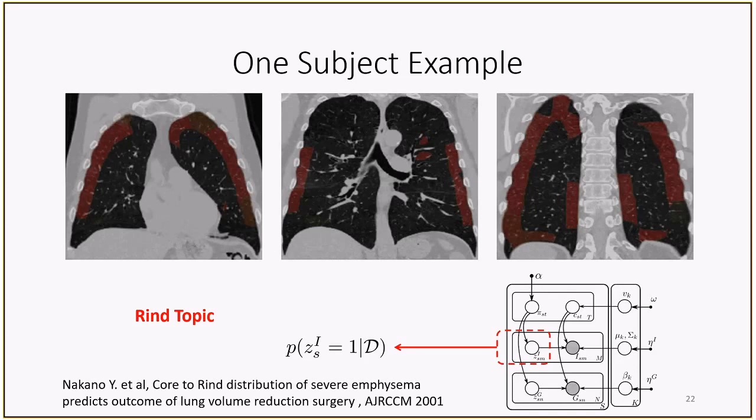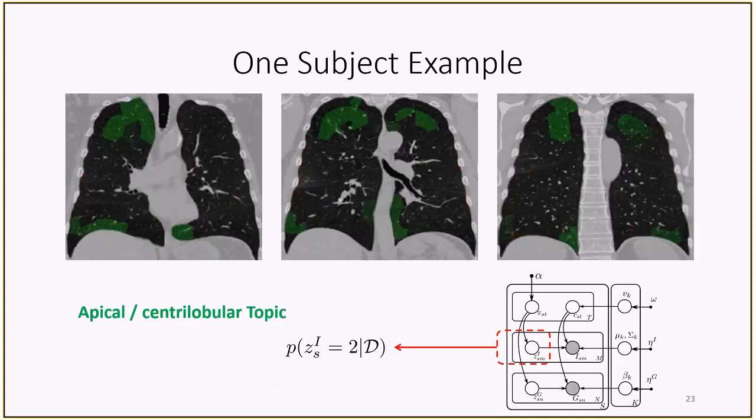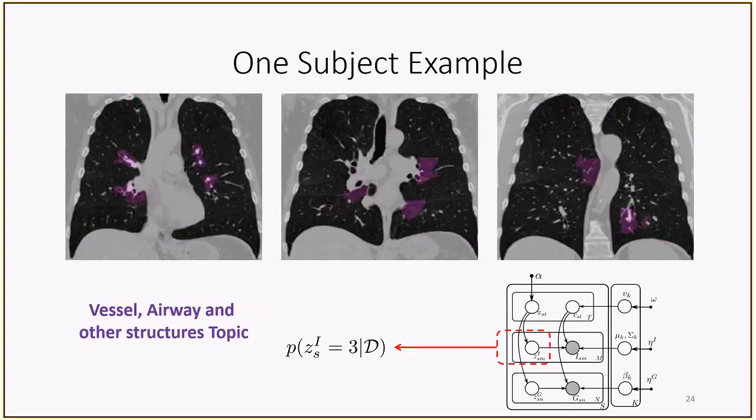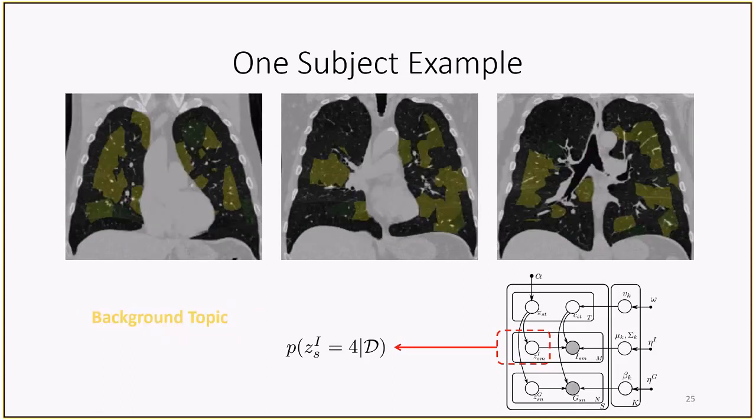For topic one, for this specific subject, the areas labeled as topic one are around the boundary of the lung. These are what my clinical collaborators like to call the real topic. These are specific subtypes. Topic two, for this subject, is more distributed apically, which is one of the hallmarks of centrilobular emphysema. We also have some topics that focus on scars, airways, and other areas which look like normal. But remember that we didn't use any input from the doctors; we derived it from the data.